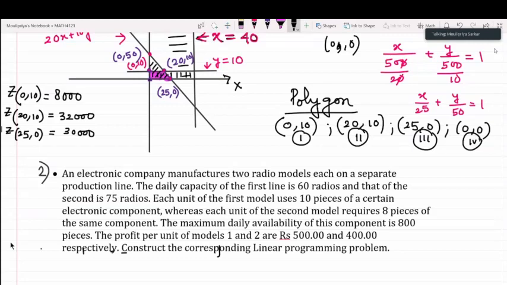We can assume that, acha, is the font size okay with you? Yes, ma'am. Fantastic. And listen, some of you have already done my class, and some of you are new to me. For CSA, I haven't taken any classes earlier.